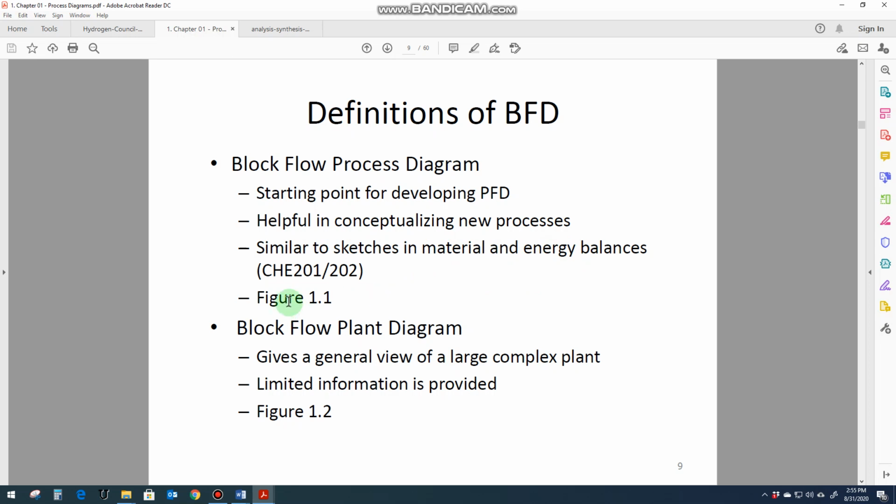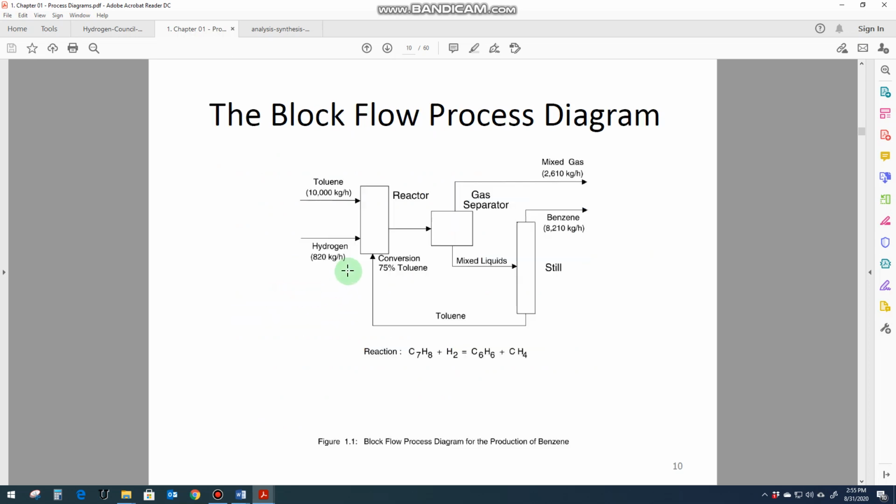Okay. Now there is a figure one I will show you here. This one is basically the production of benzene from toluene and hydrogen. Now here you can see that there is one reactor, one separator, and one distillation column.